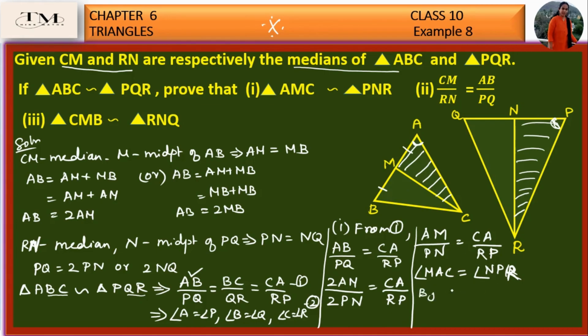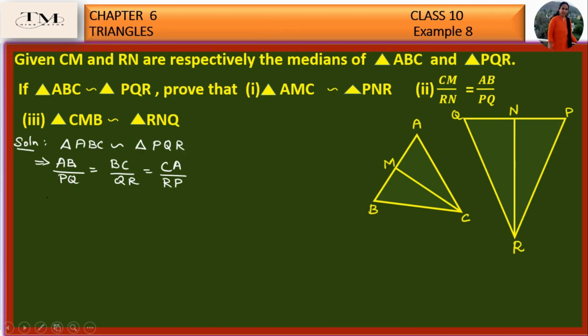So by SAS, side angle side criteria, we have triangle... Which triangle? What ratio did we get? AM by PN. So they gave AMC, so write that triangle AMC will be similar to triangle... For AM, what is the corresponding side? PN. So for AM, the corresponding side is PN. For C, the corresponding side is R. So PNR. So we got this first part. The second part we will prove on the next page.